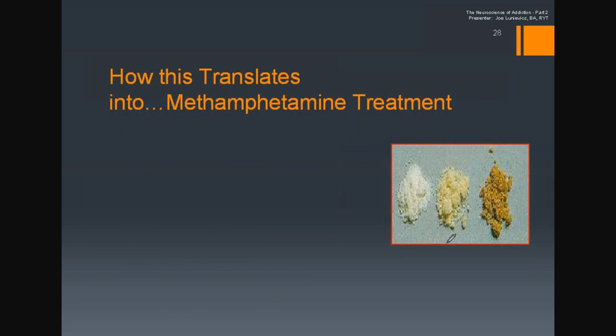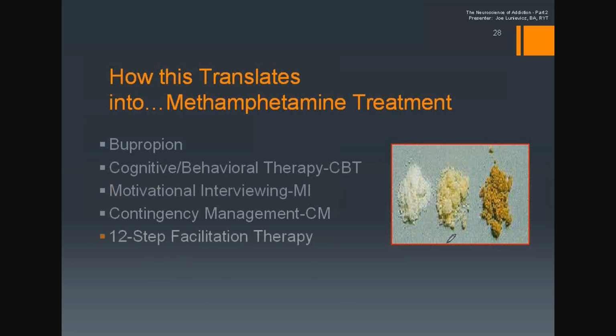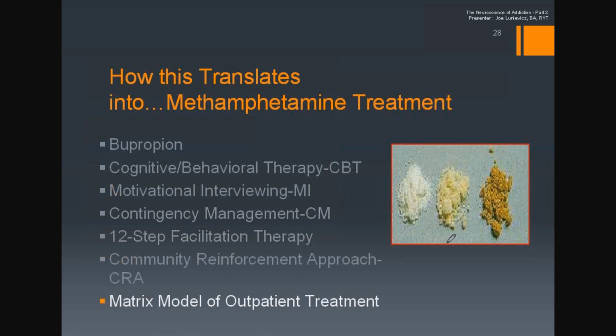So then what do we do to treat this? How does it translate, for example, into treatment? Treatment for methamphetamine may include these areas, from a biological and psychosocial perspective. First, from a biological perspective, bupropion is used in a number of places. It's an antidepressant. Research has shown some help with reducing the high and decreasing craving for methamphetamine addicts.